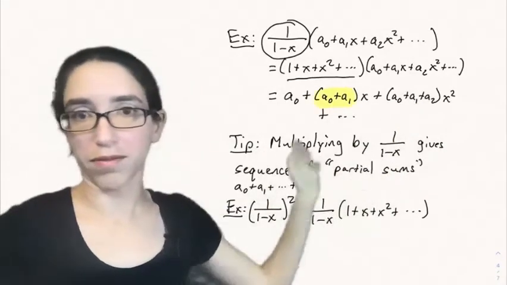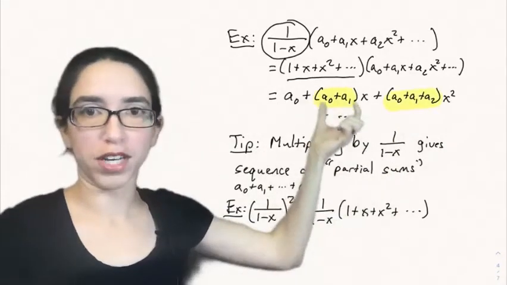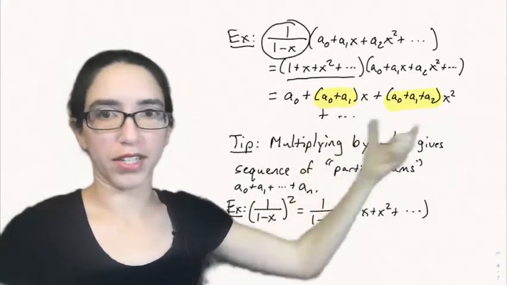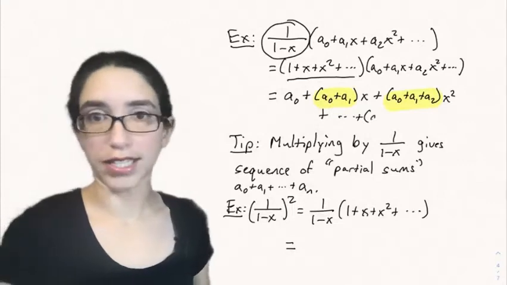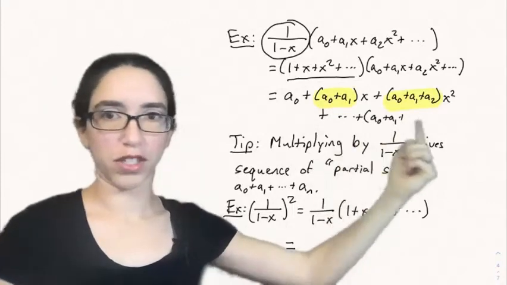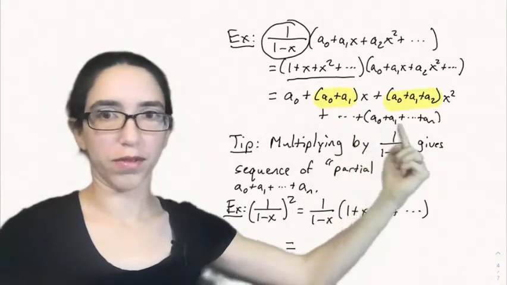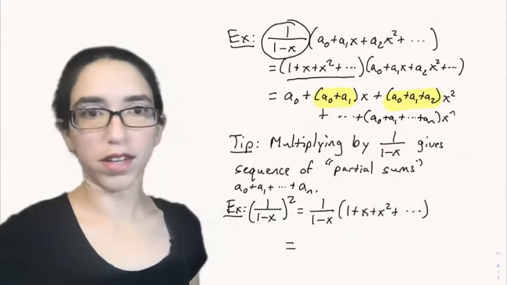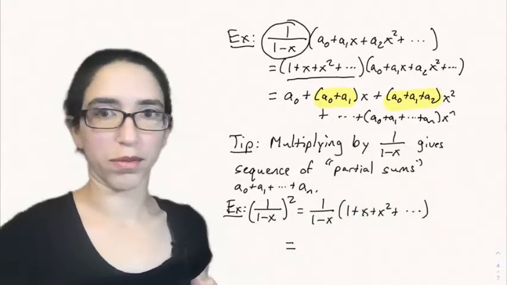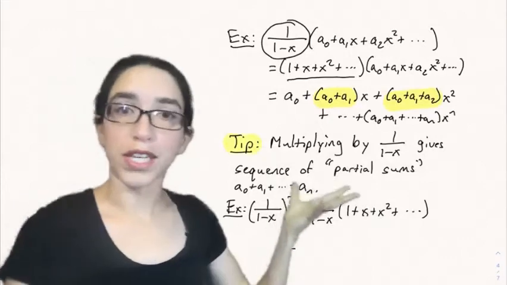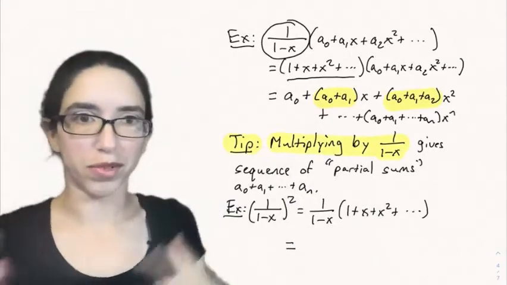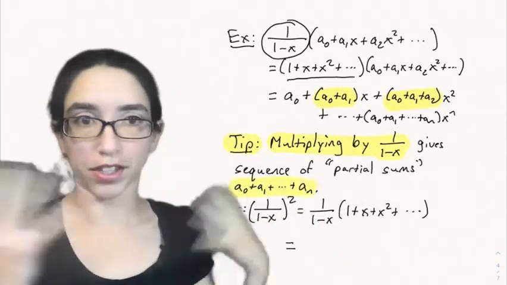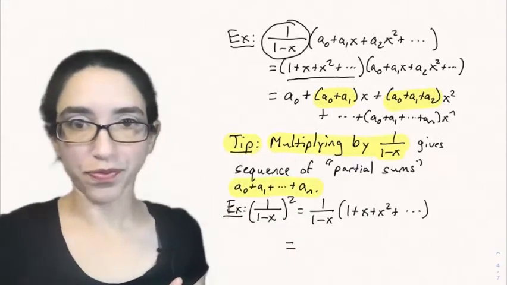All the ones just go away and you get the partial sums a 0 plus a 1 plus a 2 up to a n for the coefficient of x to the n. So we can write the coefficient of x to the n here as the sum of the first n plus 1 elements of the sequence, a 0 plus a 1 plus up to a n. So the tip is multiplying by 1 over 1 minus x gives you the sequence of partial sums of whatever sequence you started with that you're looking at the generating function of.